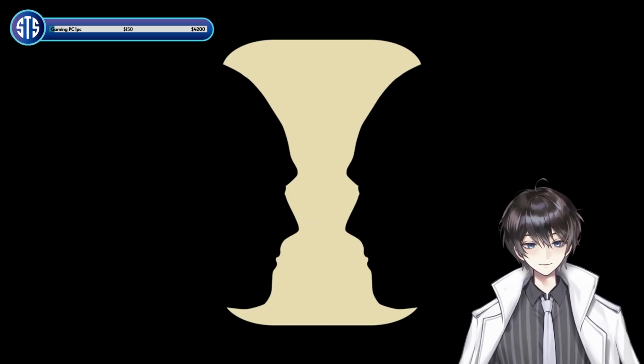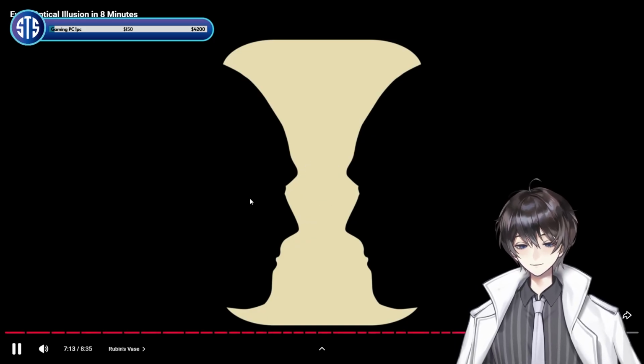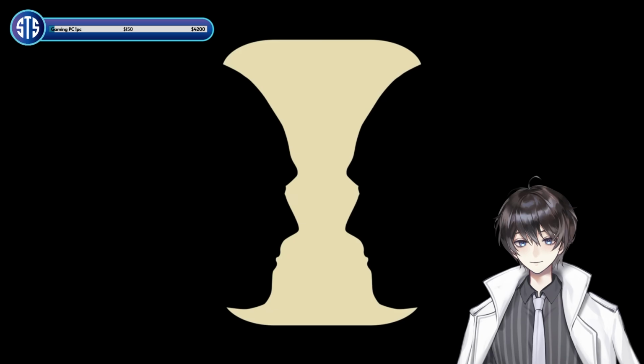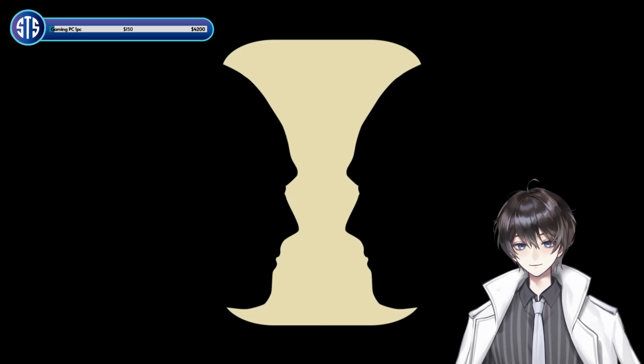Anyway, this is an example of ambiguous two-dimensional forms, and it's a perfect demonstration of the figure-ground distinction the brain makes. Since the figure and the ground are not distinguishable in this image, they are interchangeable.